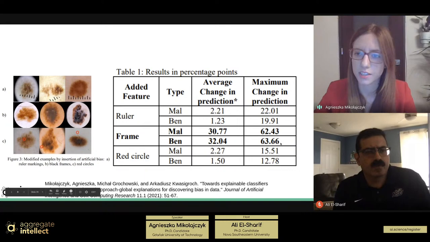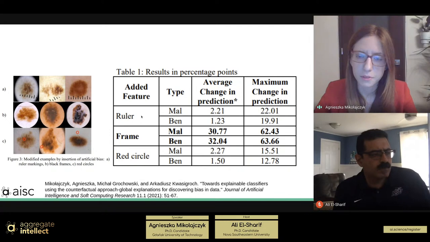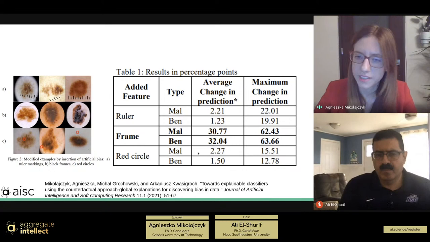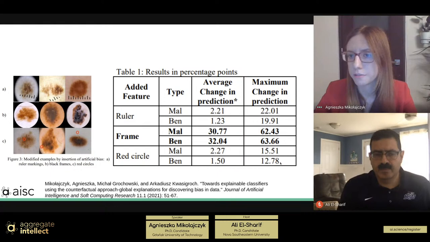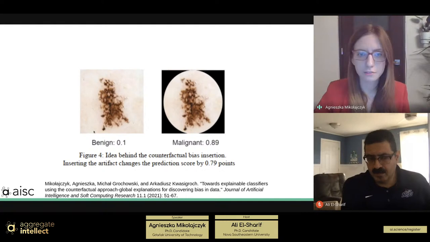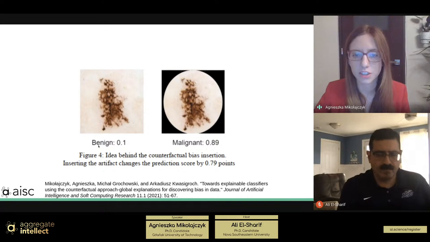In the case of ruler marks, we noticed only a small change in prediction, around 2%, and a maximum change around 20%. Red circles similarly had around 2% change and around 15% maximum change in prediction. So the idea behind the counterfactual bias insertion is inserting an artifact on the image and checking how the prediction changed.